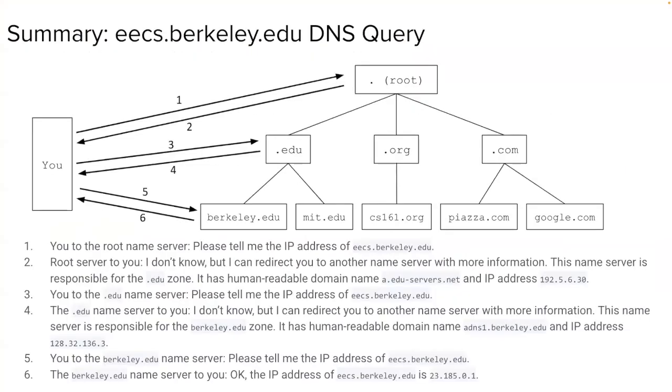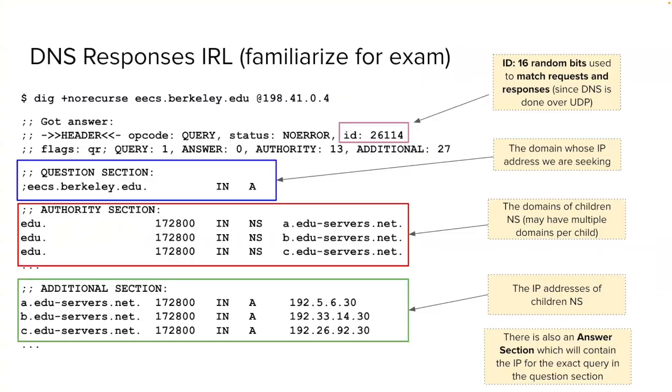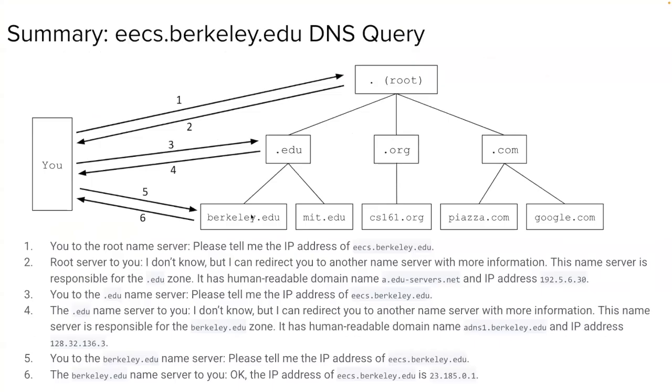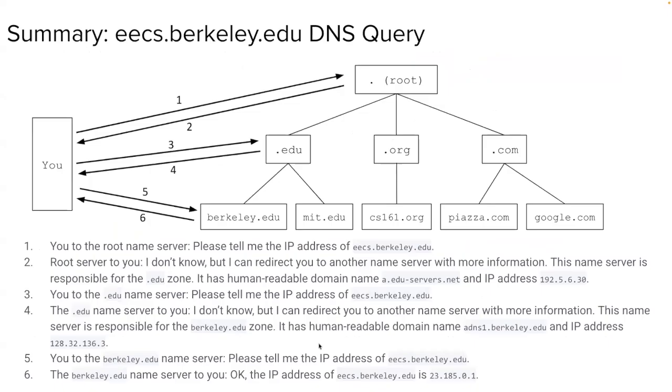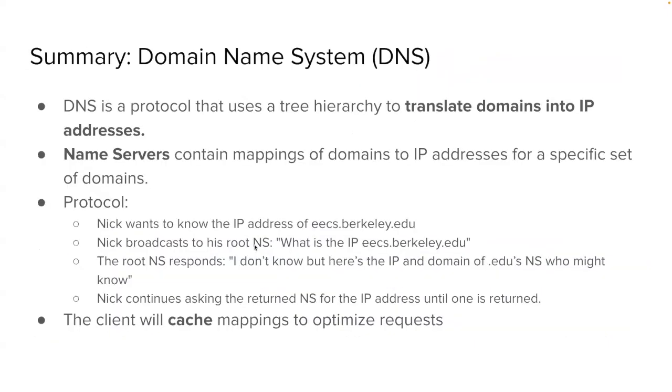Okay, they don't have a good example, but what you would have here is, if you look at the answer, it says 0, right? So if it's the final layer, for example berkeley.edu, you would have answer 1. And anytime you have an answer, that means we've finished, right? So the answer would contain the exact mapping. The answer would have x.berkeley.edu, and then a type, and then the actual IP. And this would be your final reply from berkeley.edu.